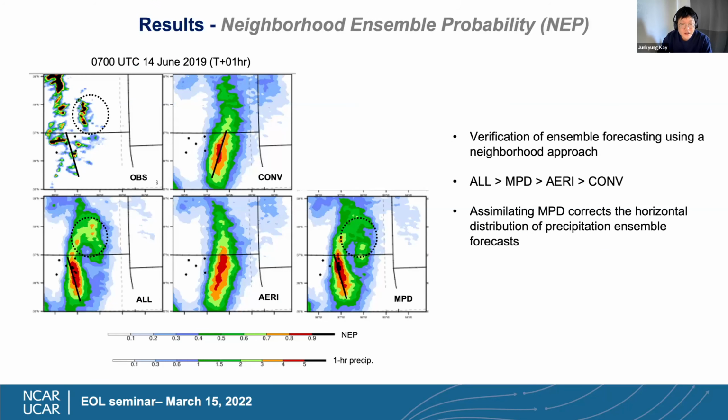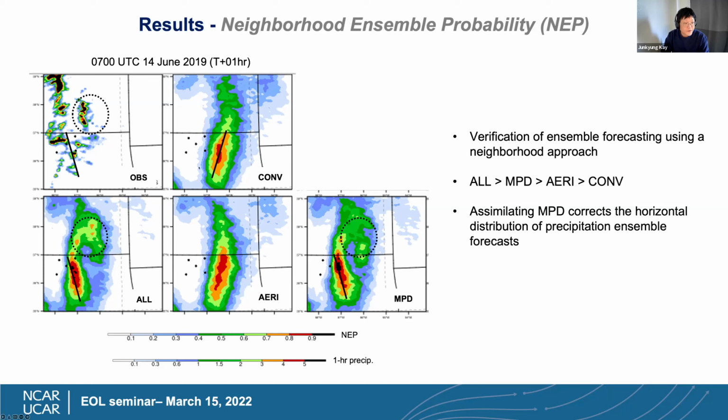In the previous slide, I verified all forecasts from the deterministic forecast. However, one advantage of ensemble data assimilation is that we can conduct the ensemble forecast. So we calculate the forecast probability from the ensemble forecast. This NEP, the neighborhood ensemble probability, measures the probability of this event using the ensemble members.